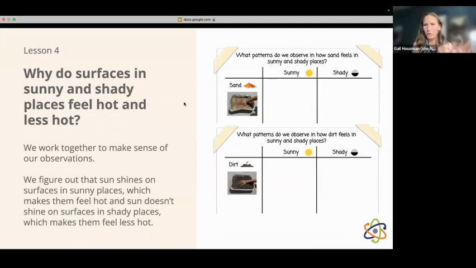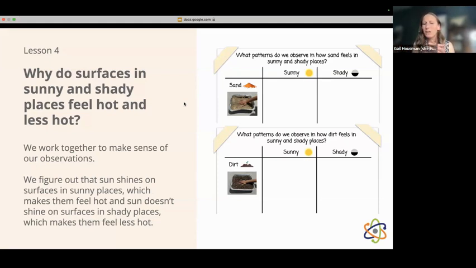So lots of chart work that we're doing, and there's different colored checks and X's that they put on this chart to make sense of the observations that we make. And we figure out, we feel pretty good that this pattern held true. The additional surfaces we tested and the things we read in our book match the pattern we had for the things we felt in our schoolyard. And we're like, okay, we think we have enough evidence now to answer our question: the things feel differently because the sun is shining on the sunny places and not on the shady places.